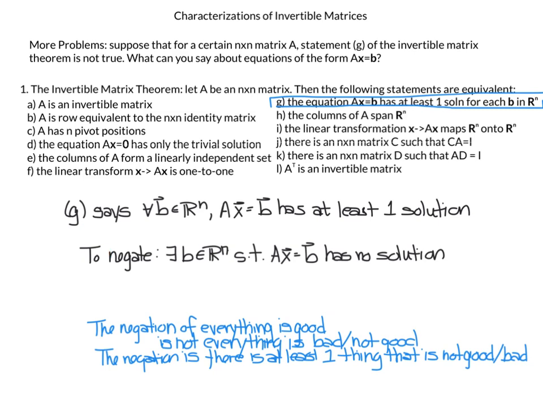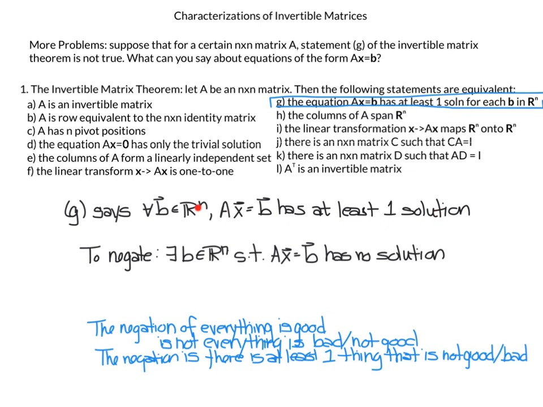If you've taken a course in logic, this is your quantifiers: the negation of "for all" is "there exists," the negation of "there exists" is "for all," and then you negate the rest of the statement. But just to appeal to your intuition, if you have the statement "everything is good," the negation is not "everything is bad," and by bad, I mean not good. The negation, or what makes this statement false, remember that's what we're saying is negation, is that there is at least one thing that is not good.